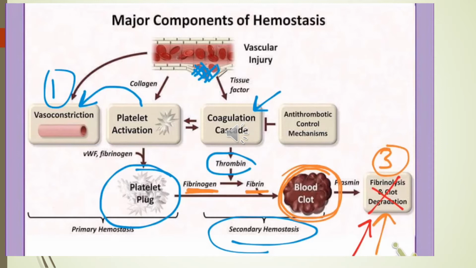Once again, I'm not going to plop something on the test and say, okay, major components of hemostasis, draw it for me. But you need to have an understanding of what happens when there is a vascular injury. Okay, it's going to cause vasoconstriction, platelets are going to be activated, then the coagulation cascade, depending on how it is, extrinsic or intrinsic, and then it's going to go from there.